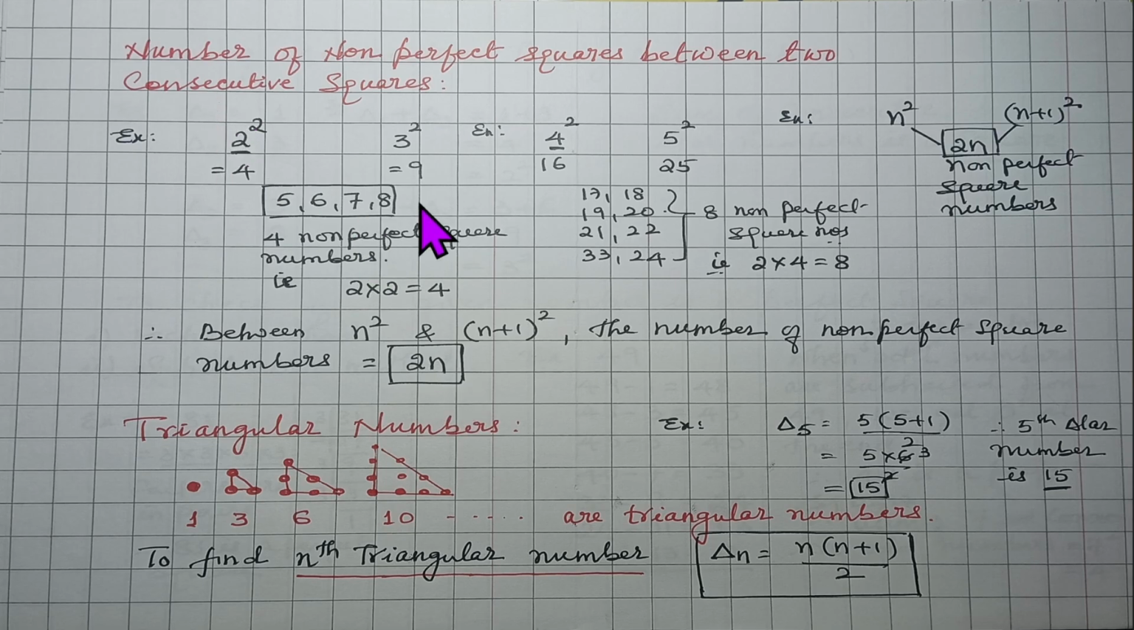So it is 2 into 2 is 4. 4 into 2 is 8. If that is 5 square and 6 square, then 5 into 2 is 10, and like that. So that is the method of finding the number of non-perfect squares between two consecutive perfect square numbers.